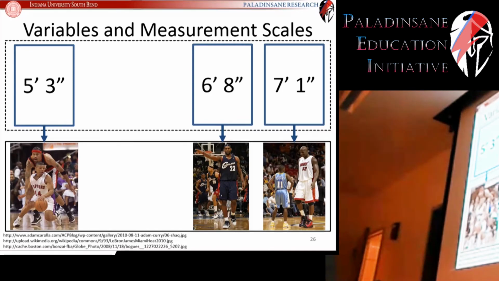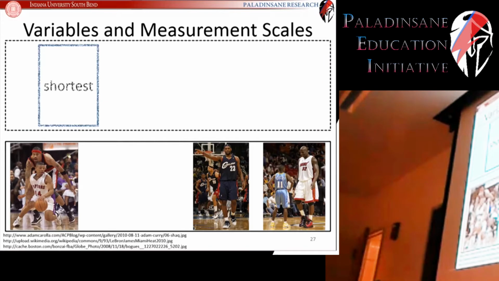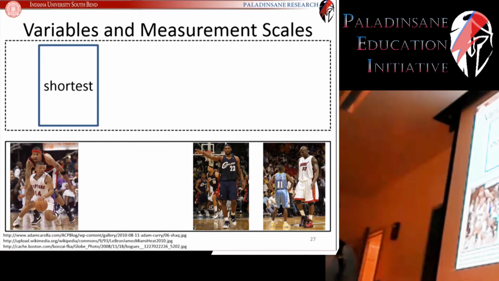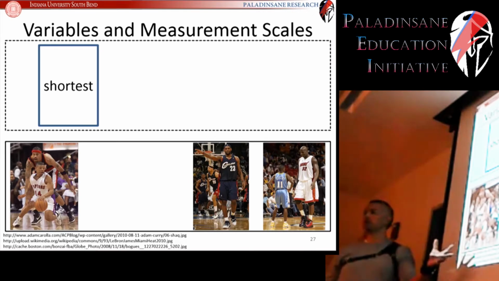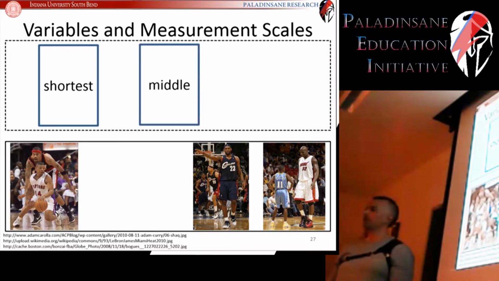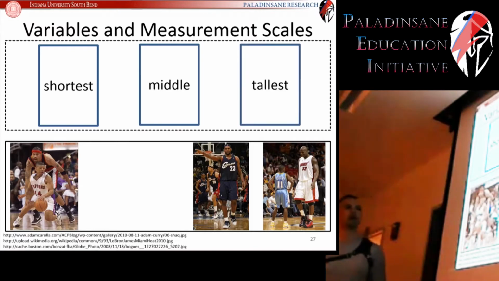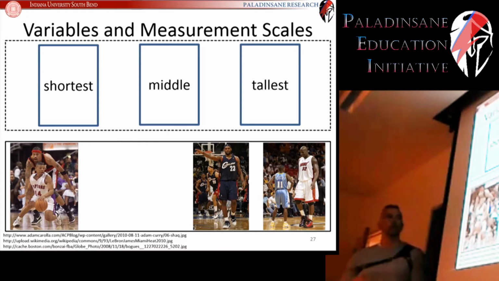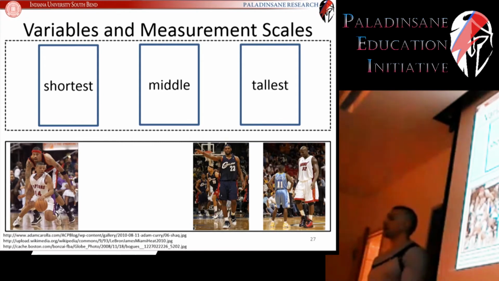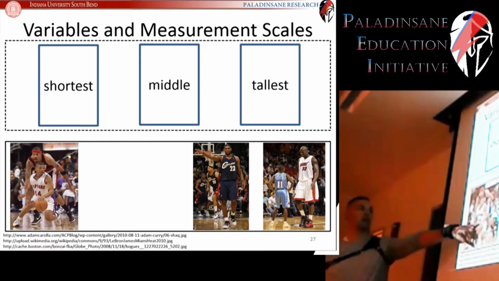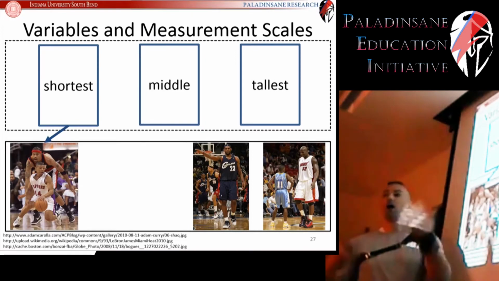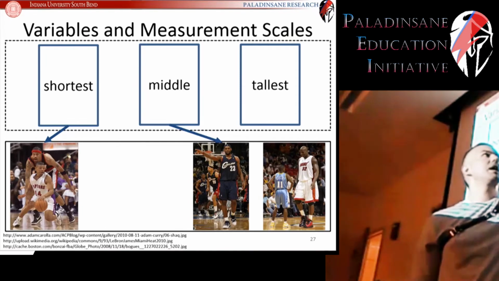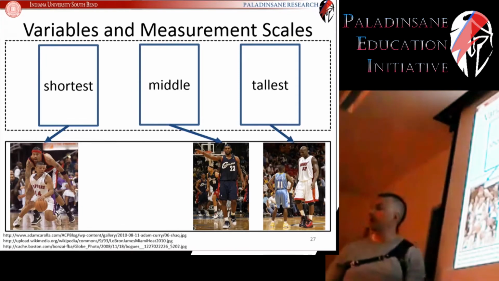Let's take a look at another way to measure height. We could measure height on a relative scale. We could just say, all right, I'm going to classify one of these players as the shortest, one as being in the middle, and one as the tallest. Note that this is a measurement scale. It's highly reliable. All of us are going to be able to say, yeah, Muggsy Bogues is the shortest. All of us would be able to say, yeah, LeBron James is in the middle. All of us would be able to say, yeah, Shaquille O'Neal is the tallest. So it would be highly reliable.